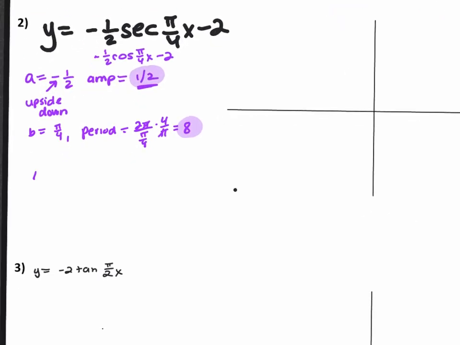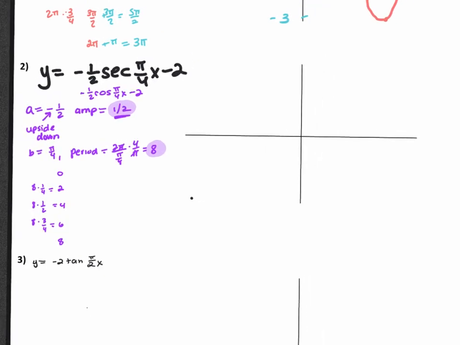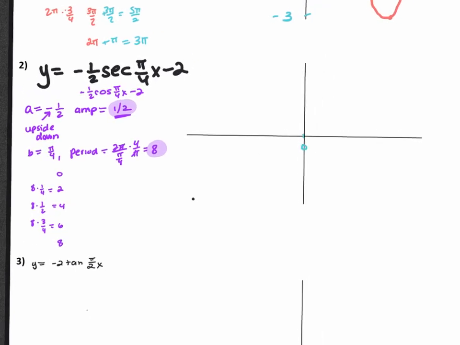Key points: I take 8 and multiply it times a fourth, times a half, times 3/4, and I get 2, 4, 6. First one's 0, last one's 8. Those are my key points, so those go on my graph. My amplitude is 1/2 before the vertical shift, so I'm going to mark 1/2 and negative 1/2. It's also upside down, so I'm going to graph it.